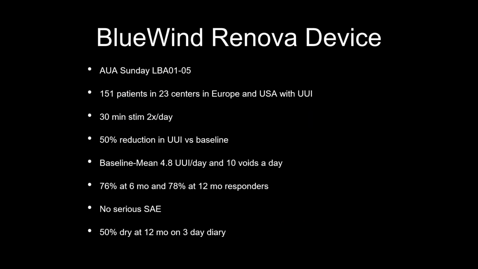The original data showed a pretty high improvement when you look at some of the recent stuff. In fact, they're presenting on Sunday here at the AUA. 151 patients in centers around the country, including USA and Europe. 30 minutes twice a day, 50% reduction in urgent incontinence versus baseline was our primary outcome measure. And this is a fairly incontinent patient population, so at baseline 4.8 urgent incontinence episodes per day, and 10 voids a day. 76% at 6 months and 78% at 12 months in intention to treat analysis, with no serious adverse events, and an overall 50% dry rate at 12 months on the 3-day diaries.